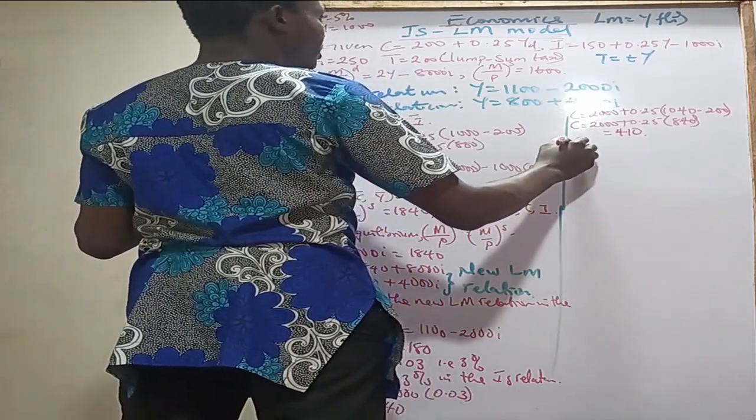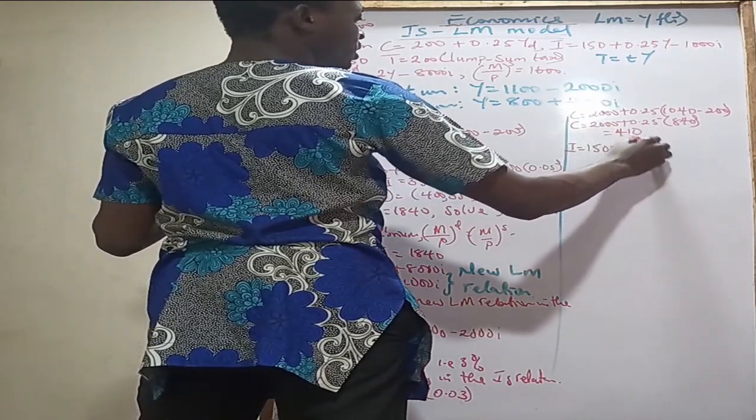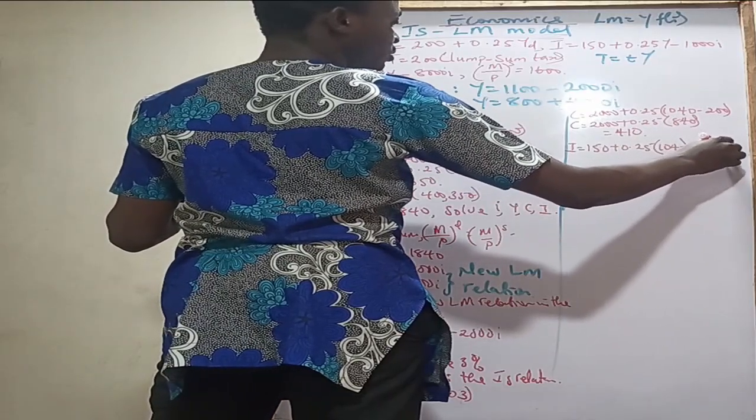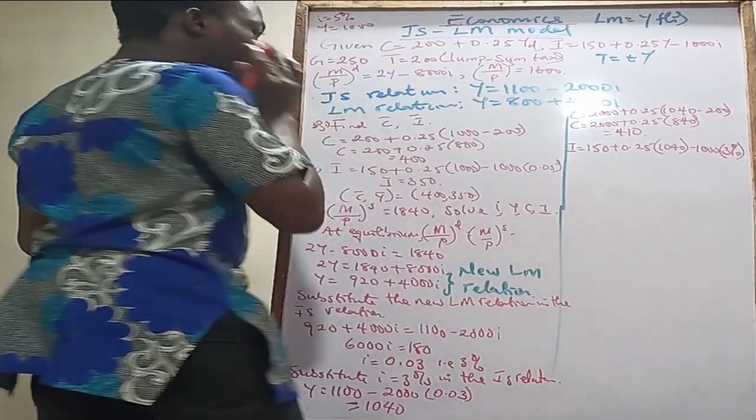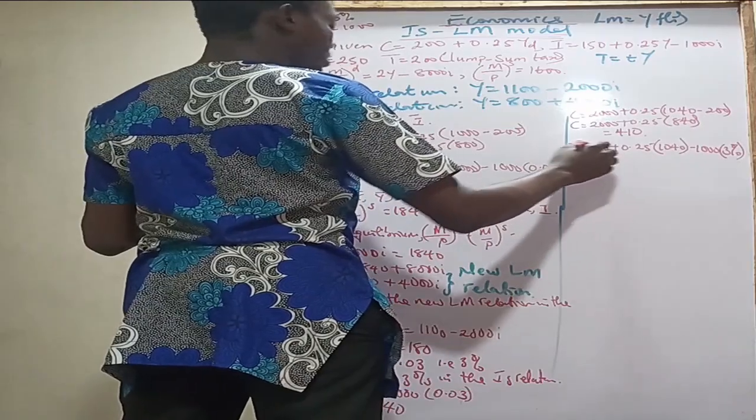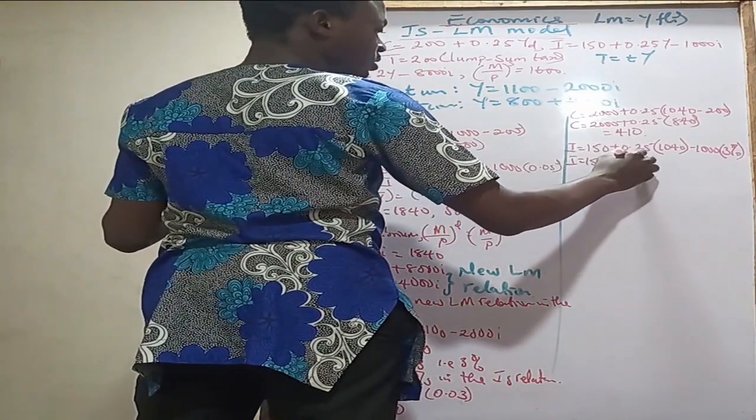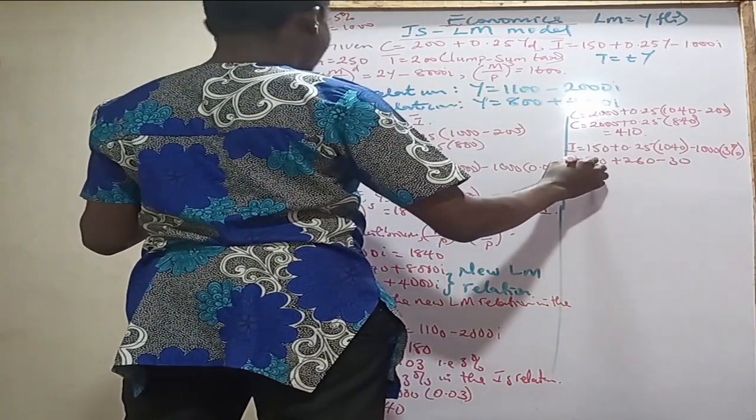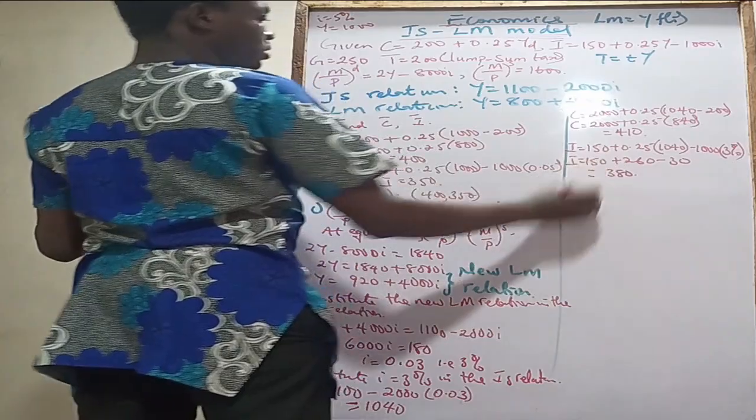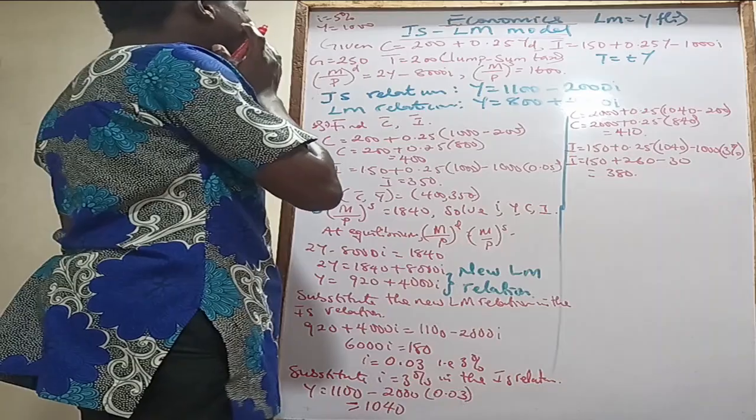How about our investments? I equals 150 plus 0.25 into 1,040 minus 1,000 into brackets 3%, which is 0.03. I just need to write 3% for the sake of space. 150 plus 260 minus 30, and that's going to give us 380. So if you want to compare, I initially was 5%.